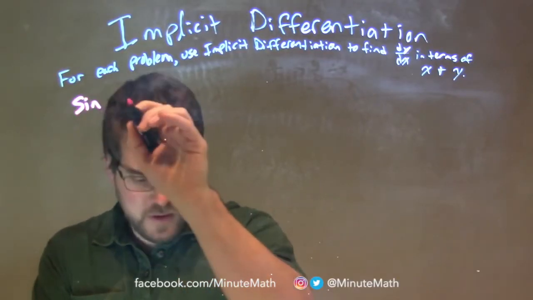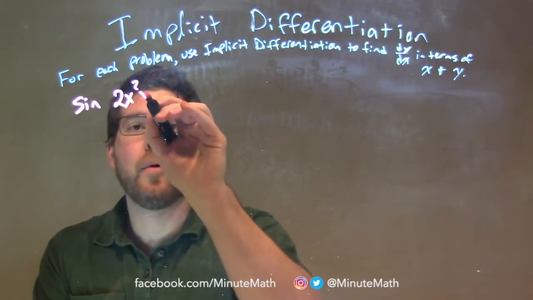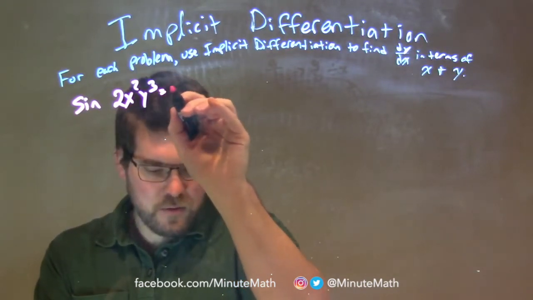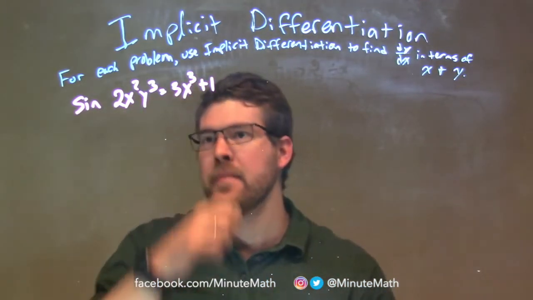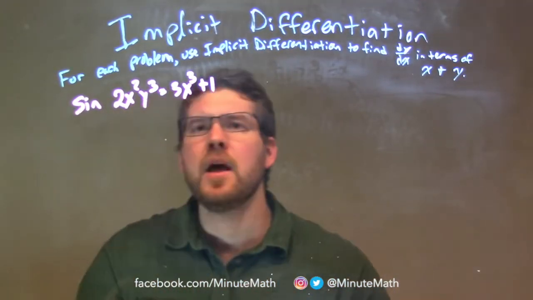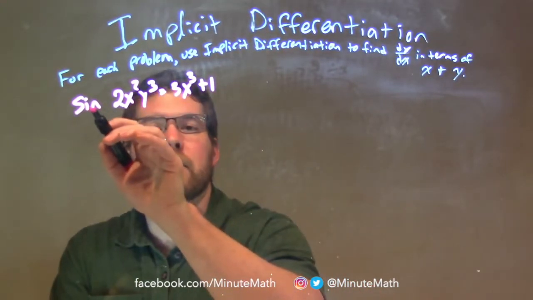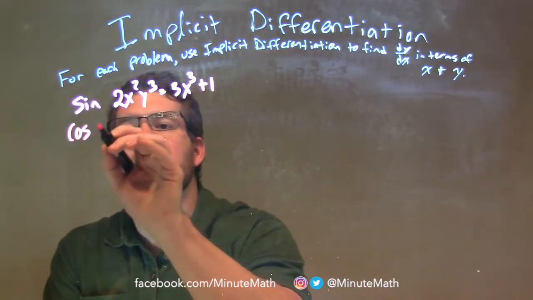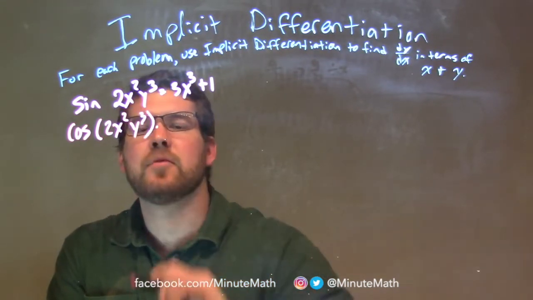Sine of 2x squared y cubed equals 3x cubed plus 1. Okay. Now, I'm taking the sine of all of that. So let's derive this using the chain rule on the left-hand side. Derivative of sine is cosine. So cosine of, keep the inside the same, 2x squared y cubed, times the derivative of the inside.